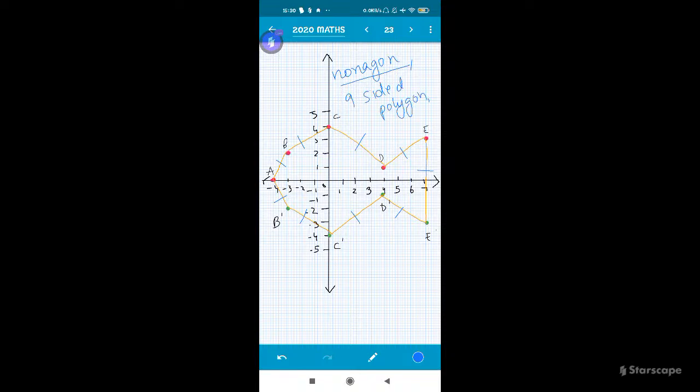Or since it looks like a fish or a kite, you can also write that the name of the figure is a fish or a kite, but it will be better that you write either of these two. Okay, so this was the question. We have successfully completed it.